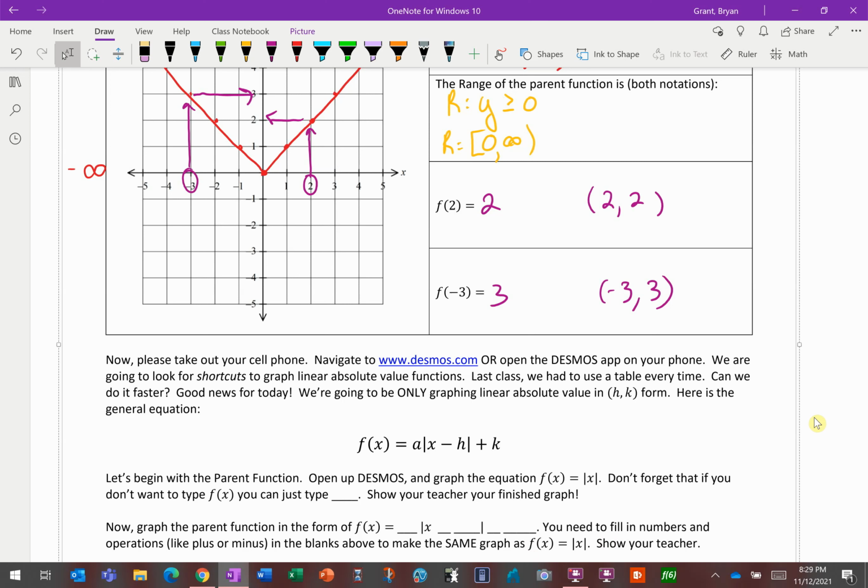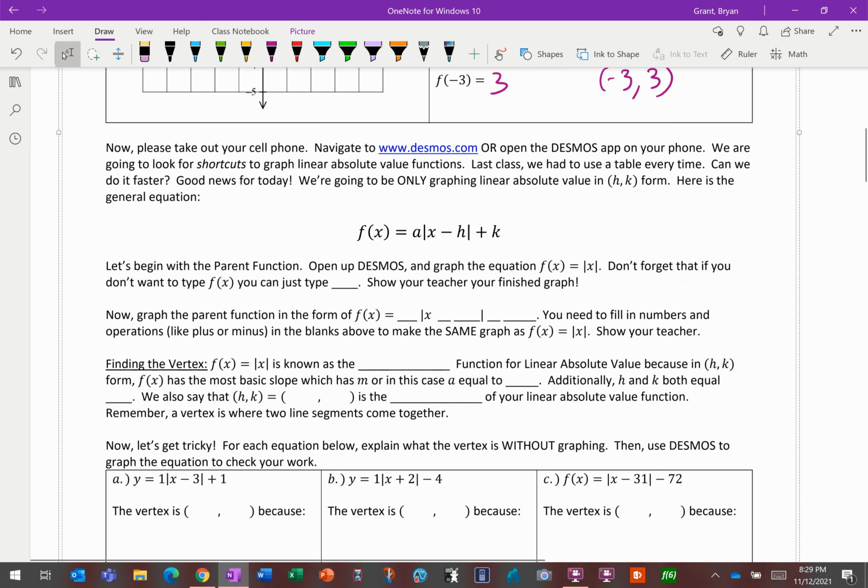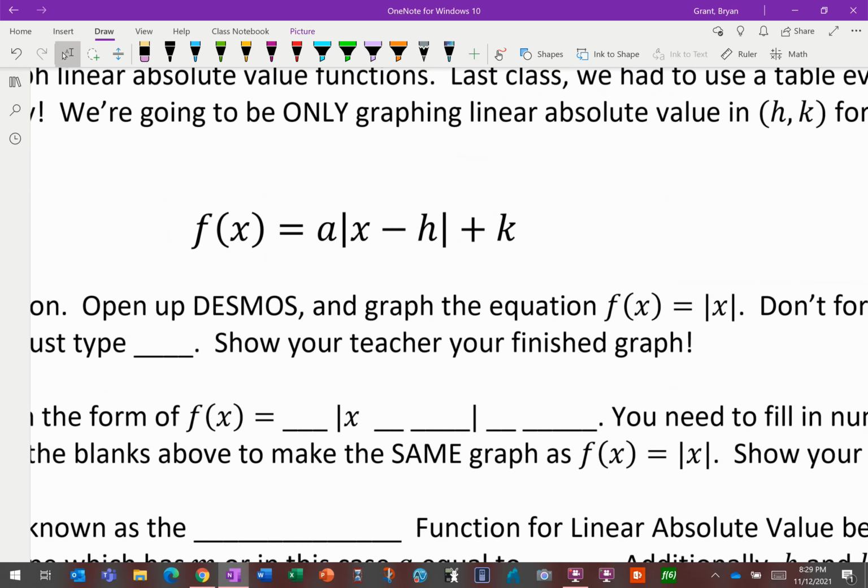Today is really all about shortcuts, so that we don't have to make those tables that we did last class. It's somewhat similar to how HK form and MX plus B are shortcuts for lines. So, first, some good news. We're actually only going to be graphing linear absolute value this whole year in HK form. And here's our general equation, right? Our HK form looks like this. It has to have these absolute value bars.